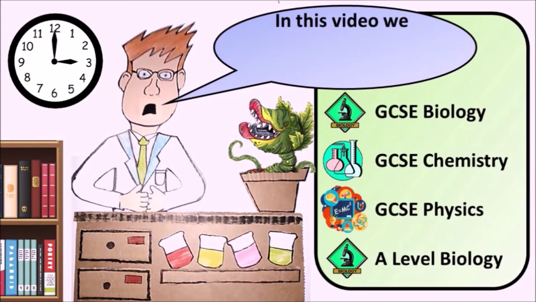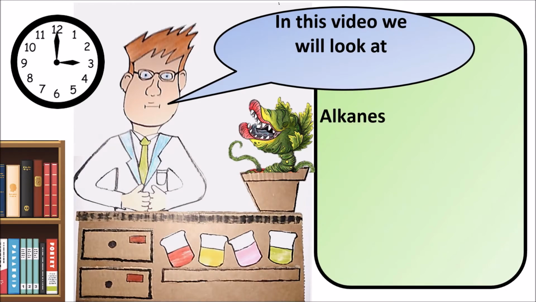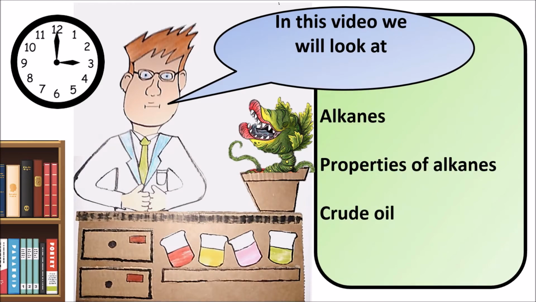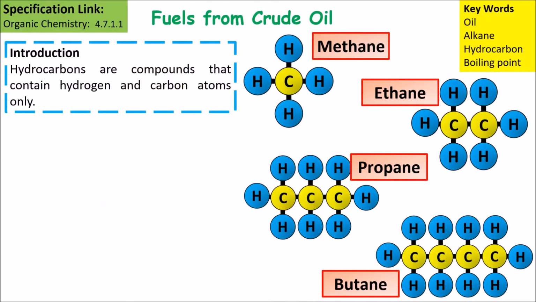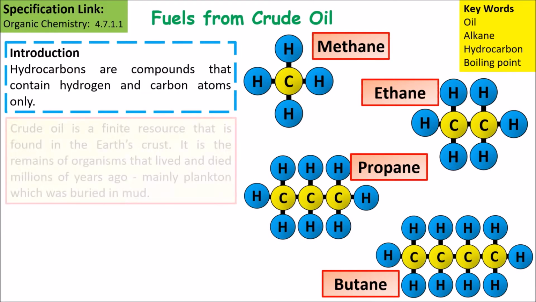In this video, we will look at alkanes, the properties of alkanes, and crude oil. So, hydrocarbons are compounds that only contain hydrogen and carbon atoms.